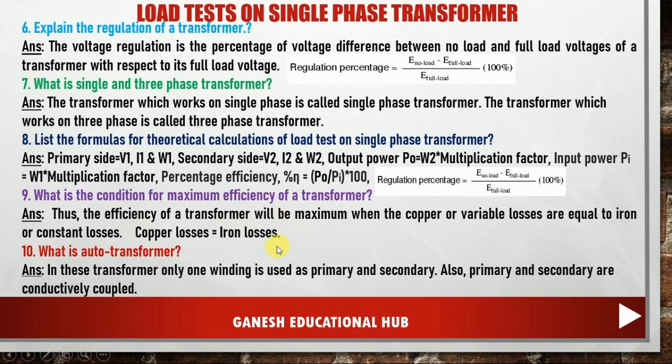What is an auto transformer? In this transformer, only one winding is used as primary and secondary. See here the difference. In this transformer, only one winding is used as primary and secondary. Also, primary and secondary are conductively coupled. This is called an auto transformer.